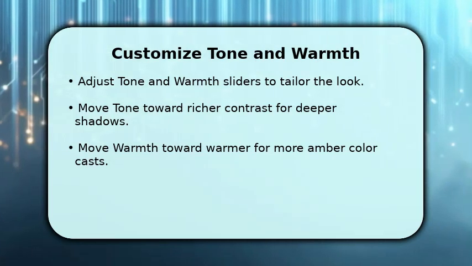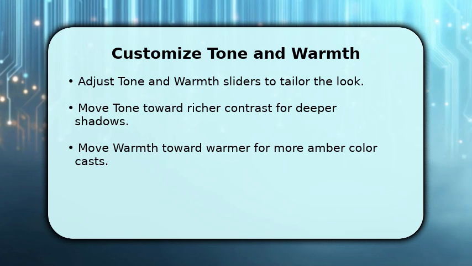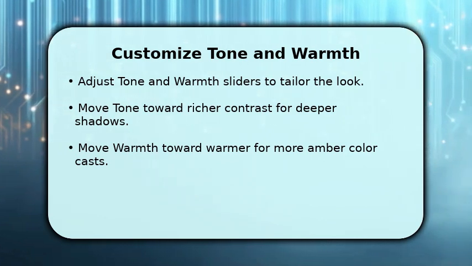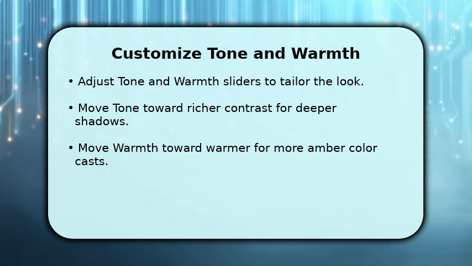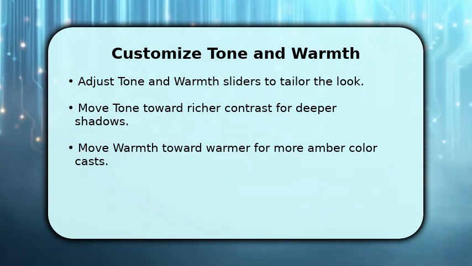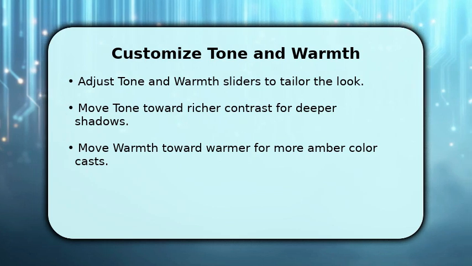After choosing a base style, adjust tone and warmth sliders for fine control. Move tone toward richer contrast to deepen shadows and strengthen midtones. Move warmth toward warmer to add amber hues or toward cooler for bluer highlights. Each slider shows subtle changes in the live preview as you drag.